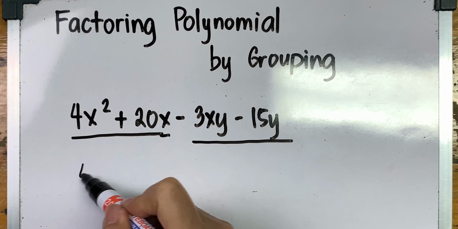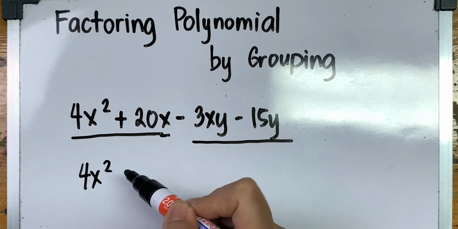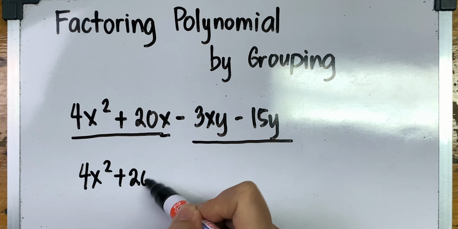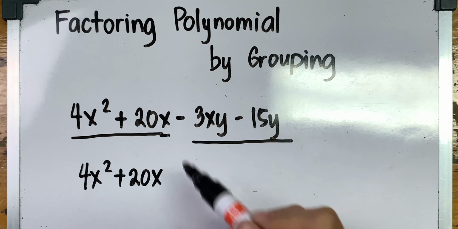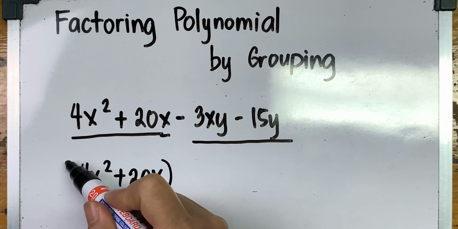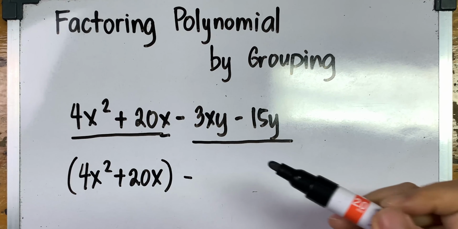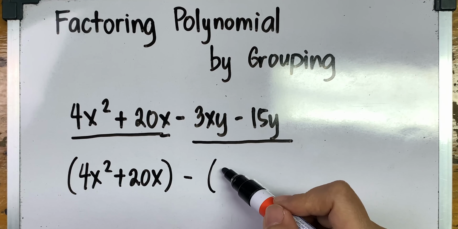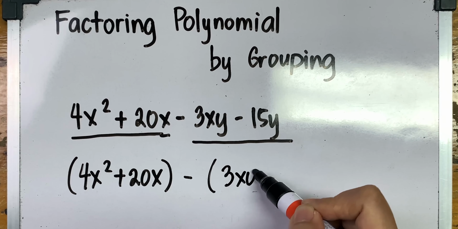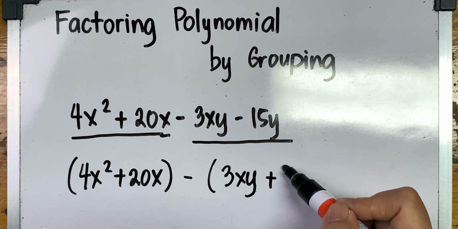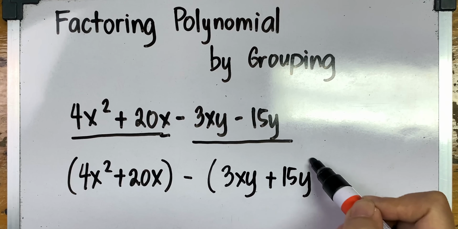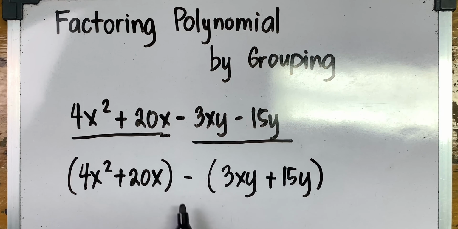Group muna natin sila. So, it will be 4x squared plus 20x. At since merong negative dyan, labas natin yung negative. So, meron tayong 3xy plus 15y. Okay. Because of the negative sign, lahat ng nandito sa loob ng parenthesis, ginawa nating positive.